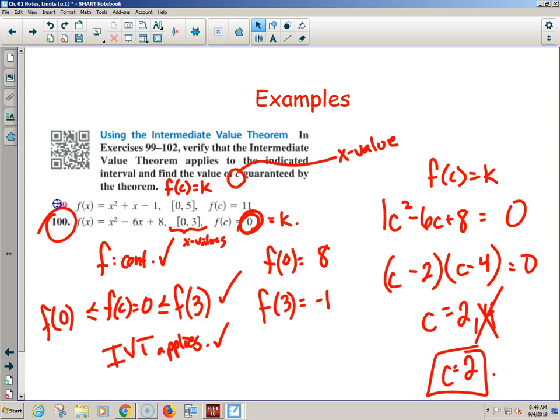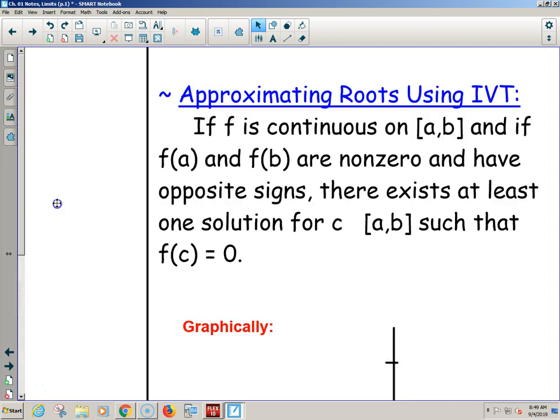And I believe this is what will get you up through number 102, which is the end of homework. Am I right? Ish, sort of, kind of. We skipped a page, but it's not a big deal. If you want to see what I was going to have you write down, it's the whole idea of if f is continuous, beginning of IVT, f of A and f of B are non-zero, so they're not zero, they have opposite signs, there exists at least one solution.